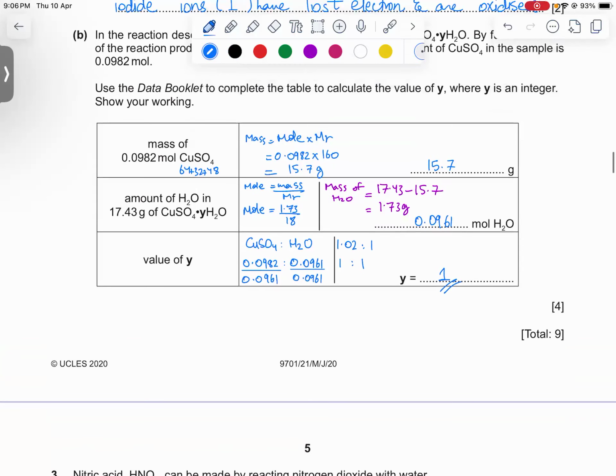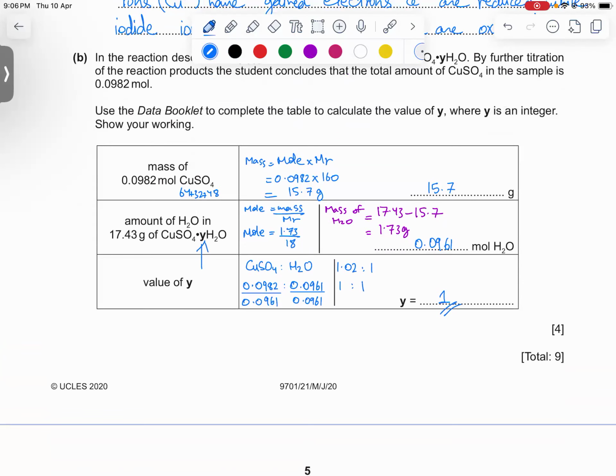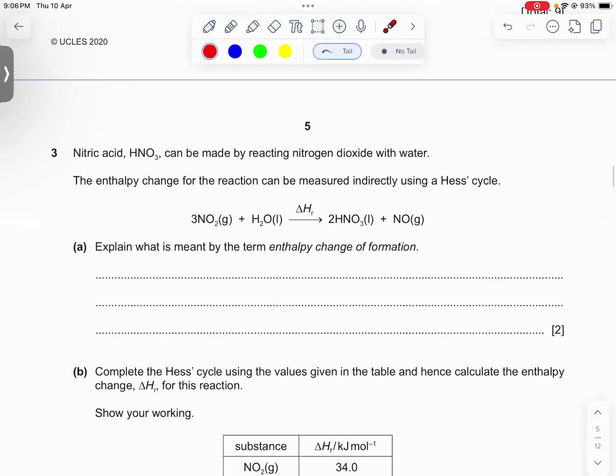Why did I simplify it to 1? Because this value of hydration is called water of crystallization, and water of crystallization is always a whole number. Okay, always remember that water of crystallization is always a whole number. This is water of crystallization. Okay, on to the next question.